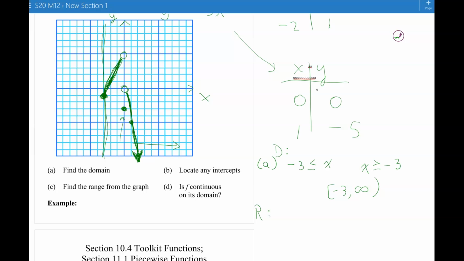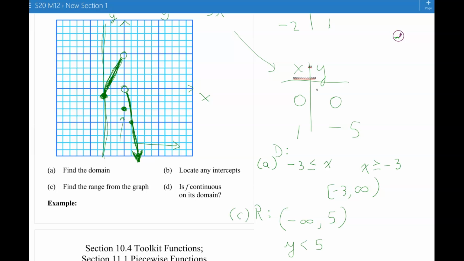Then the range, well, I can see I'm down at -infinity. And then as I'm coming up, I'm looking at y values and saying all the y values are included up to 5, but 5 is not included. So only y values smaller than 5 are represented on this graph. So that's how to find the range from the graph.